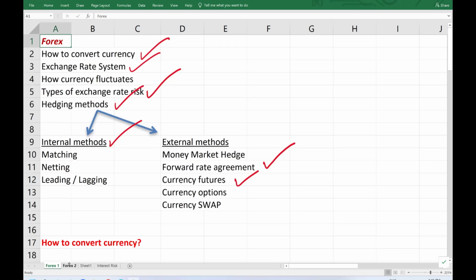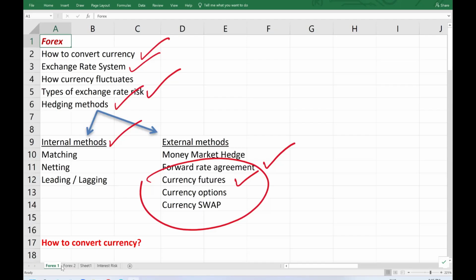The good thing is this topic is not going to be tested numerically in your exam. The examiner specifically mentioned in your study guide, if you read it, that these topics will only be tested theoretically. So you need to understand the concepts behind these topics. You don't need to go into detail. The detail will be tested in your advanced financial management paper.